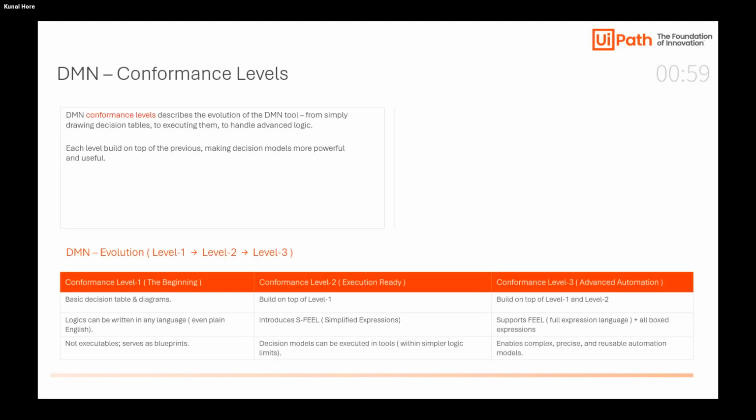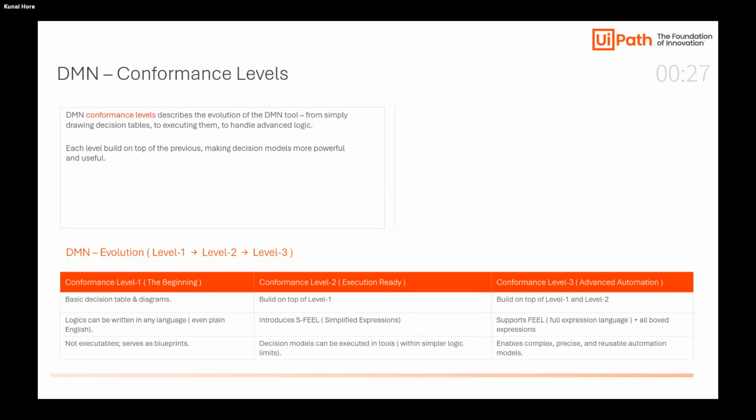Going forward, this is a very important concept: DMN conformance levels. What is a conformance level? Whenever we invent something new, it obviously goes through an evolution, so there will be different evolution levels. First there is something, then something new was invented, and then on top of it, something new came. This evolution of DMN is what your conformance levels are.